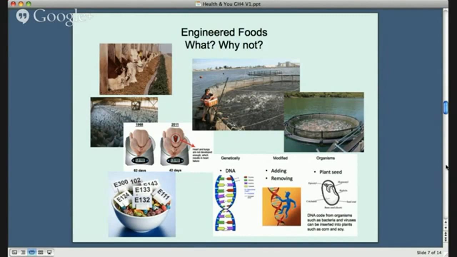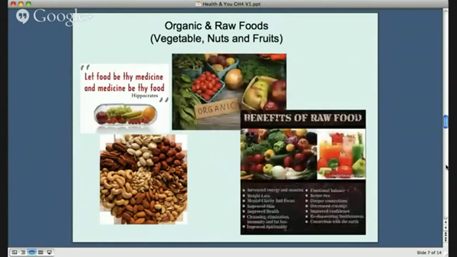These things should be excluded from the ideal diet. Why? Because again, they cause inflammation, they cause degeneration of the body. So what should be included? Organic and raw foods, because as we said the other day, you've got lots of antioxidants in fruits and veggies and nuts, and they're good for us and nourish our body. And you can see down here the benefits of raw food: weight loss, improved skin, mental clarity, better sex.